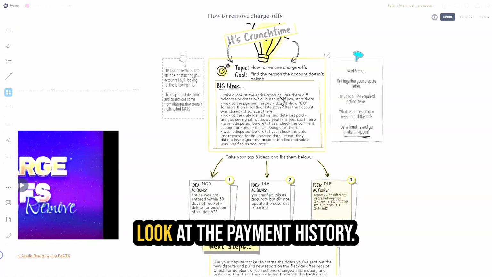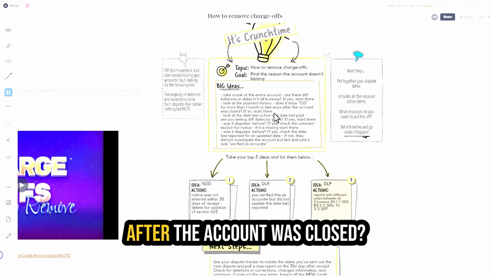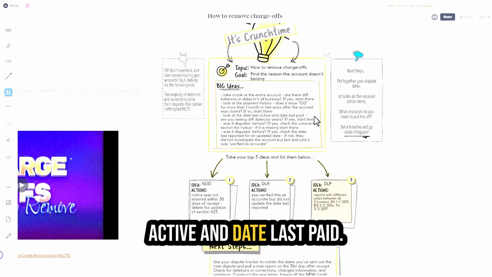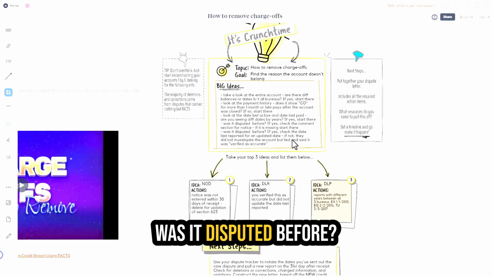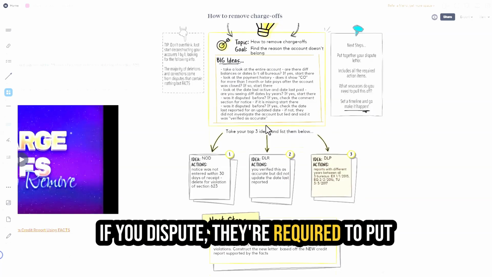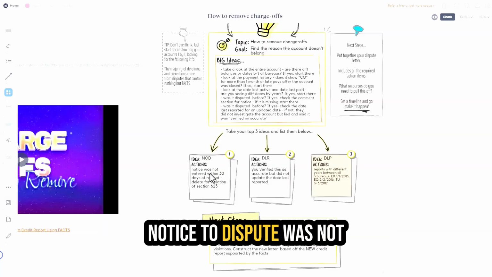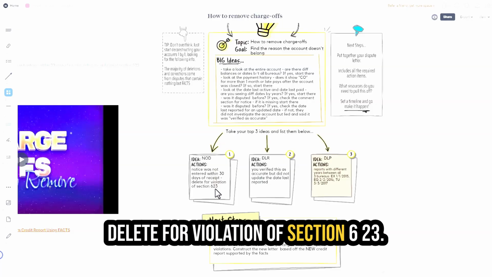Start there. Look at the payment history. Charge off for more than 1 month or late payments after the account was closed. Start there. Look at the date last active and date last paid. Different dates by years. Start there. Was it disputed before? Check the comment section for the notice. If missing, start there. If you dispute, they're required to put that notice of dispute within 30 days. Notice of dispute was not entered within 30 days of receipt. Delete for violation of Section 623.